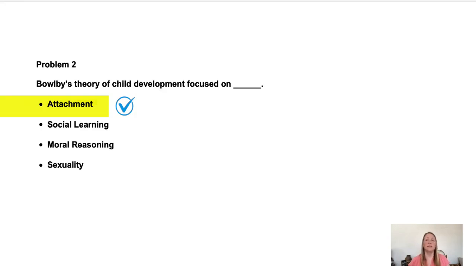The correct answer is attachment. Bowlby's theory of child development addresses the attachment children develop to other people. He categorized attachment as secure, avoidant, or ambivalent.